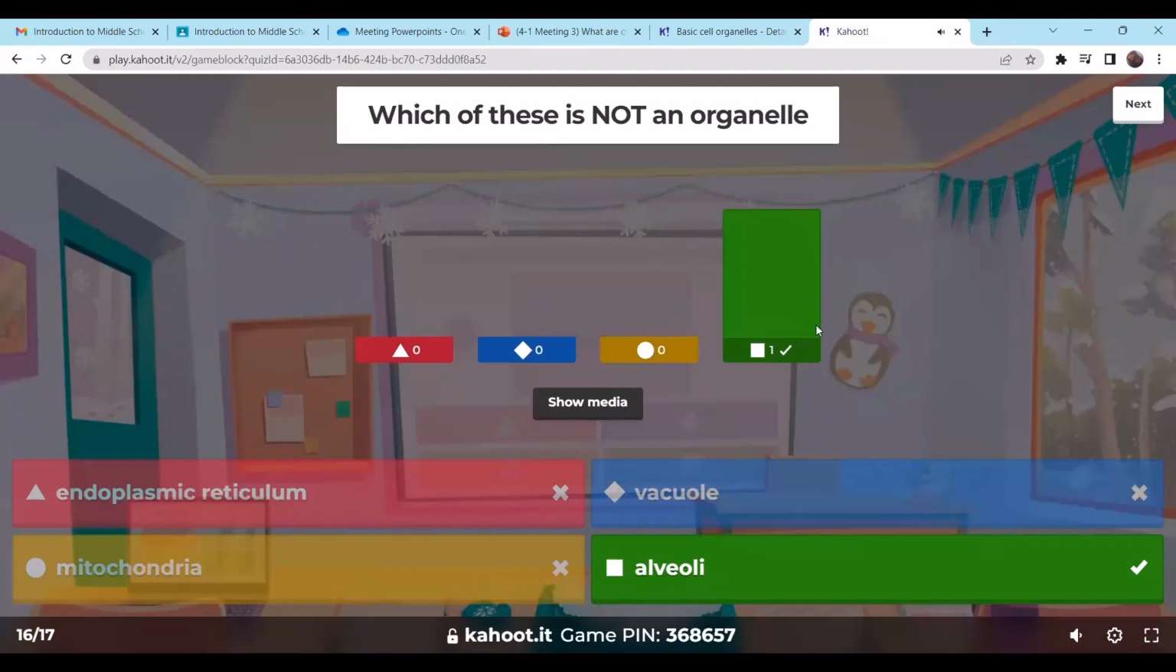Alveoli, so the alveoli are part of the lungs. It's involved in the gas exchange that happens with red blood cells. I would say it's a part of the body. It's not really an organelle in a cell. Good job.